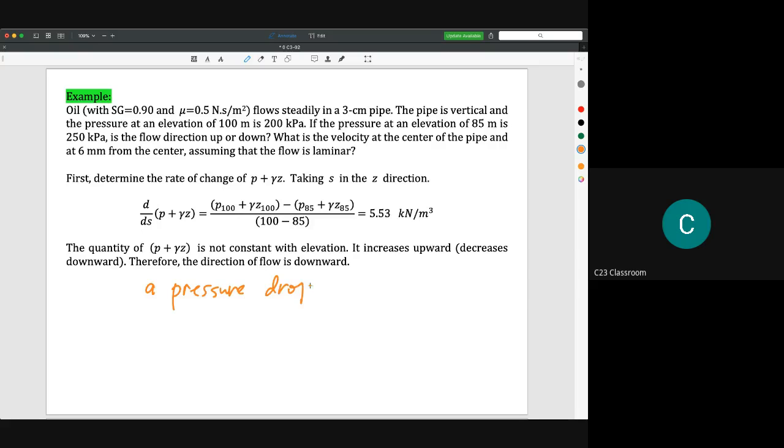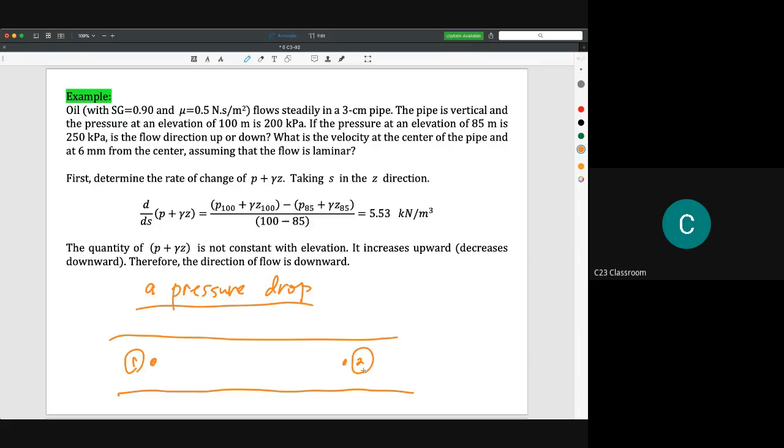Okay, the pressure drop. So why? Because for example, if we have a pipe here, and we have point 1 here and another point here, after the fluid flows from point 1 to point 2, we found that because the velocity is constant, the only parameter that changes is the pressure. So if the pressure here is 100, after a certain length the pressure might drop to 90 kilopascal, for example.